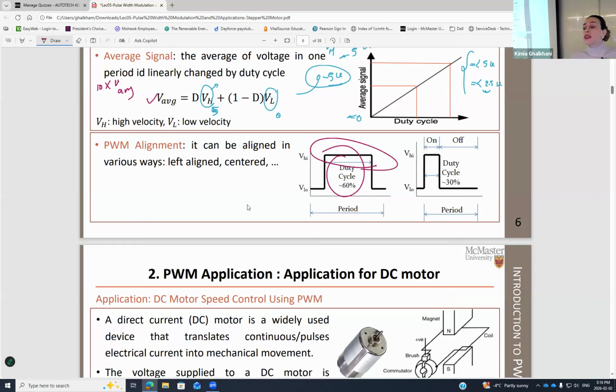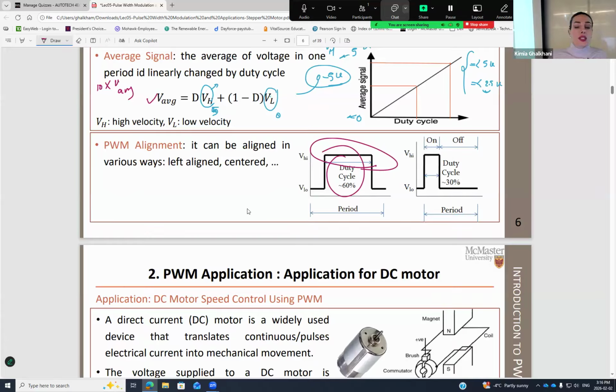Then I'm expecting you to understand when I say apply different duty cycle, what does that mean? It means just go look at the on time. If 60%, keep it on for 60%, right? And so on. And probably when I say 60%, again, you have V low, V high. You have to consider that.